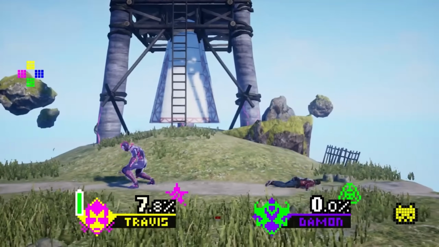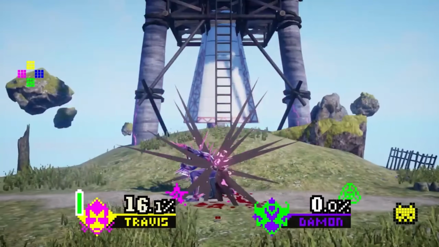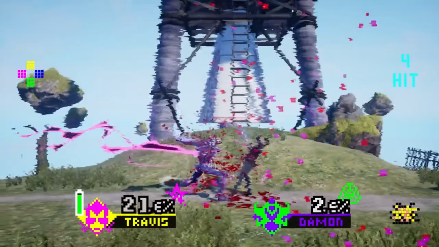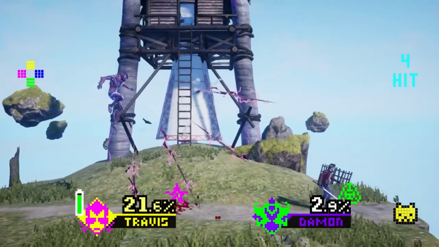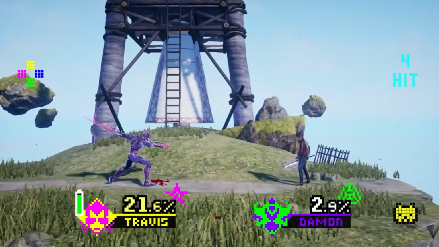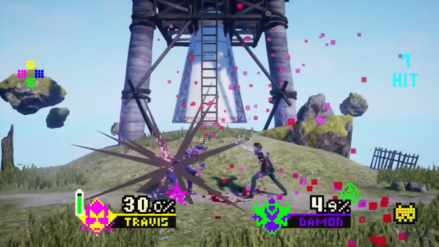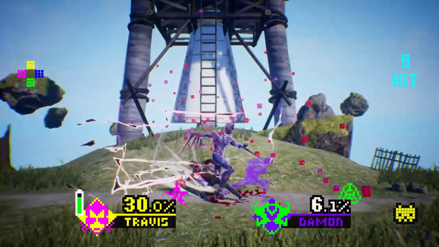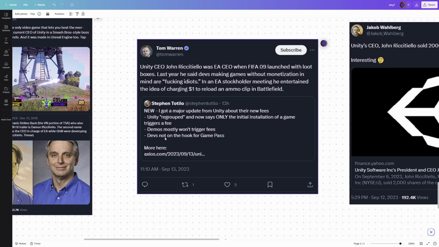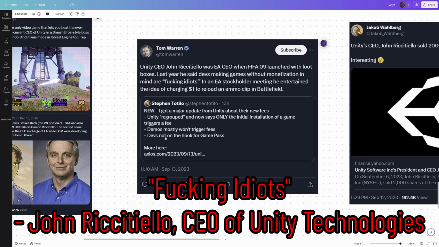So yeah, Suda51 had a very poor experience with EA and with John Riccitiello in particular. That's my understanding of the story. And so bad was the experience that he notoriously had a boss fight where you beat the crap out of John Riccitiello. Unity CEO John Riccitiello was EA CEO when FIFA 09 launched with loot boxes. Last year, he said devs making games without monetization in mind are, quote, fucking idiots, end quote.